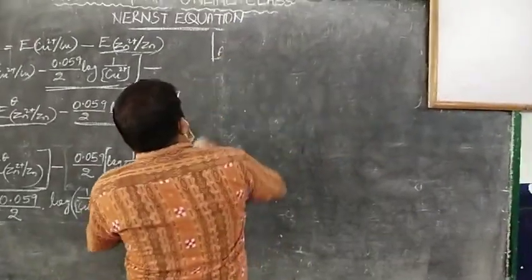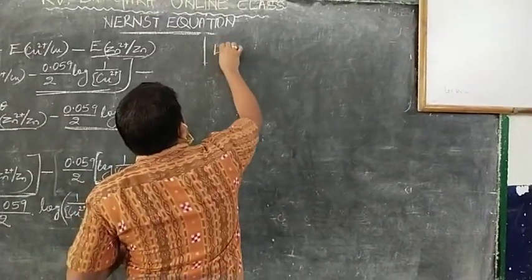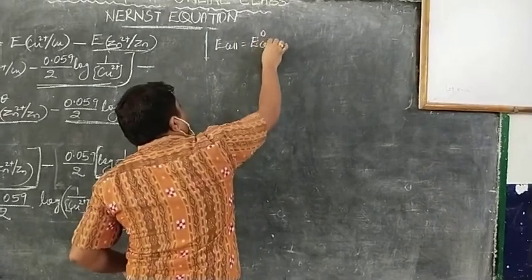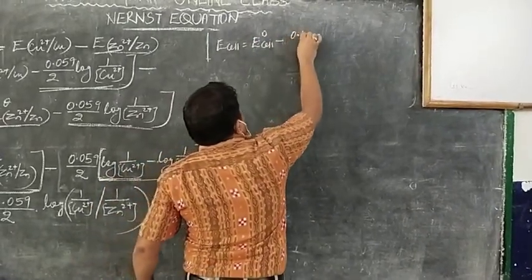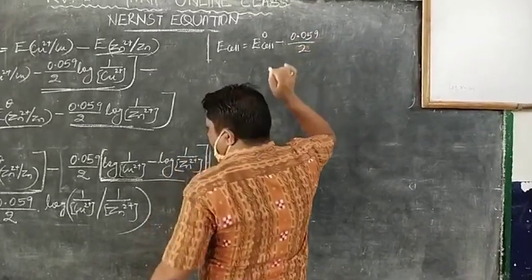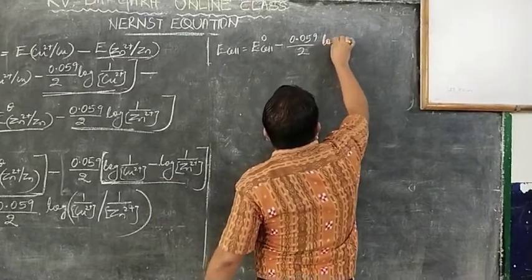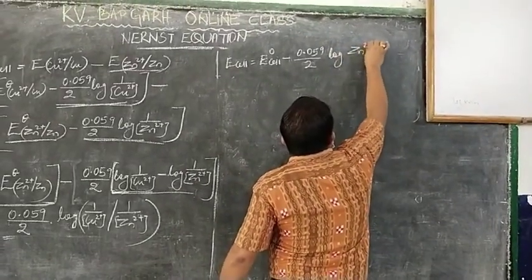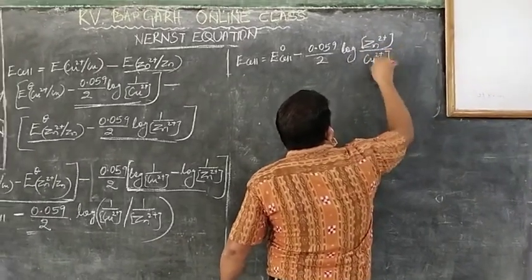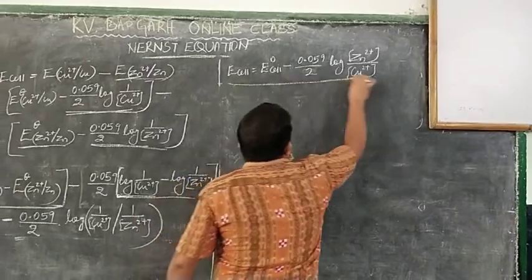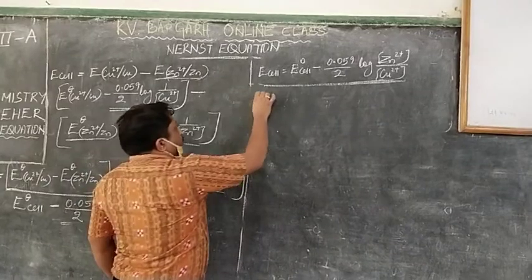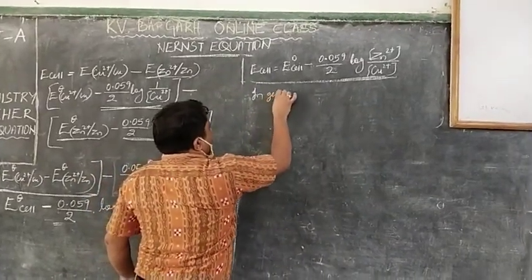E cell equal to E naught cell minus 0.059 by n, or here it is 2, log of Zn2 plus concentration by Cu2 plus concentration. So this is the Nernst equation for the Daniel cell at 298 Kelvin. So in general, for any cell, how can you write?